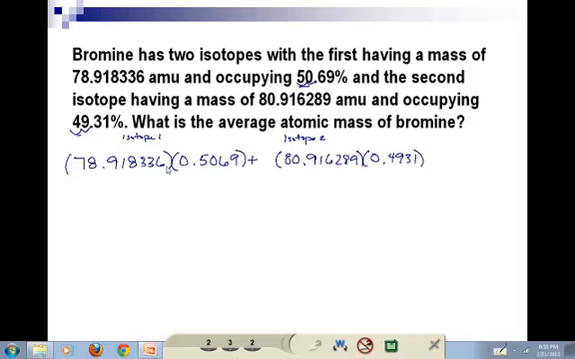When I multiply these two together, I get 40.00. When I multiply these two together, I get 39.90. When I add these two together, I get 79.90, which is the actual atomic mass of bromine. Again, 2 different isotopes, and then you're going to multiply the mass by the fractional abundance, mass by fractional abundance, and add those 2 together.